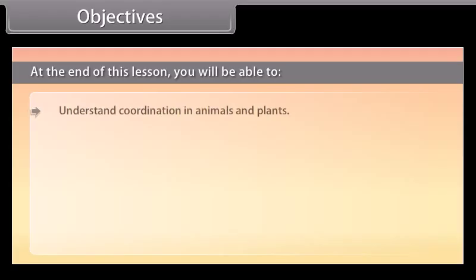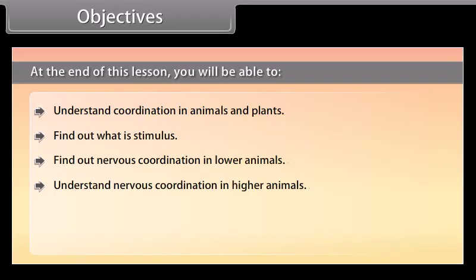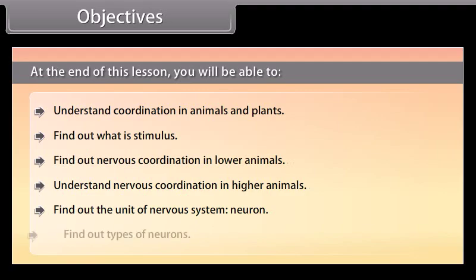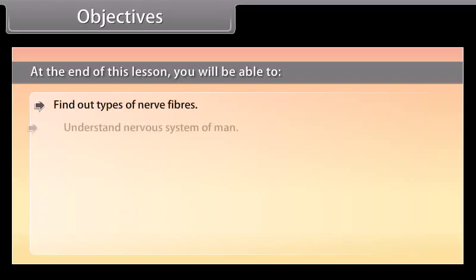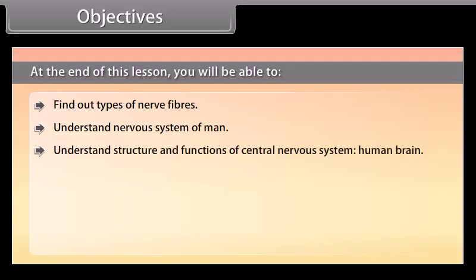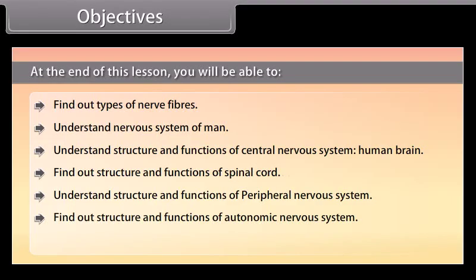Objectives. At the end of this lesson, you'll be able to understand coordination in animals and plants, find out what a stimulus is, find out nervous coordination in lower animals, understand nervous coordination in higher animals, find out the unit of the nervous system, the neuron, find out types of neurons, find out types of nerve fibers, understand the nervous system of man, understand structure and functions of the central nervous system, human brain, find out structure and functions of the spinal cord, understand structure and functions of the peripheral nervous system, find out structure and functions of the autonomic nervous system, and understand reflex actions.